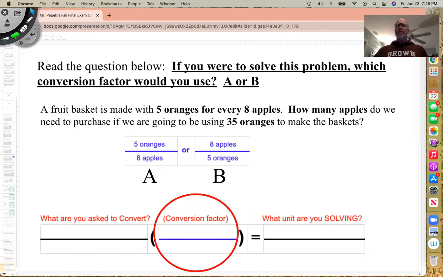And lastly, if you were to solve this problem, which conversion factor would you use? Now, I suggest you take out a pencil, paper, something, and work this one out a little bit because I haven't given you anything. You're going to have to work this one out.